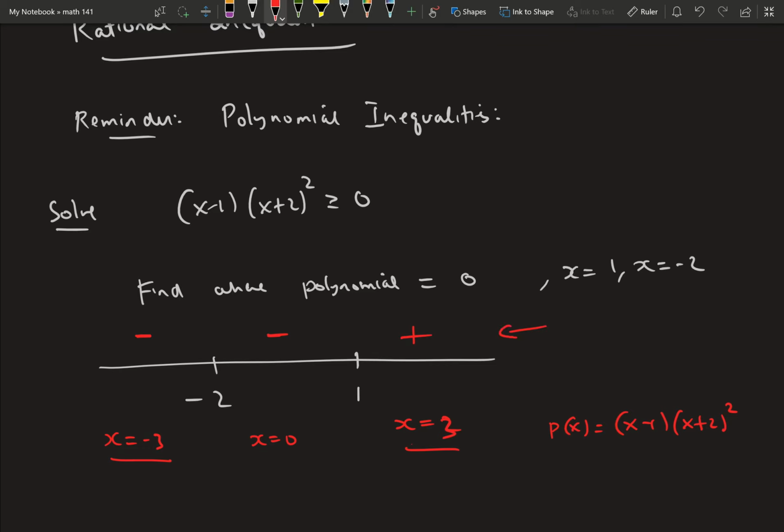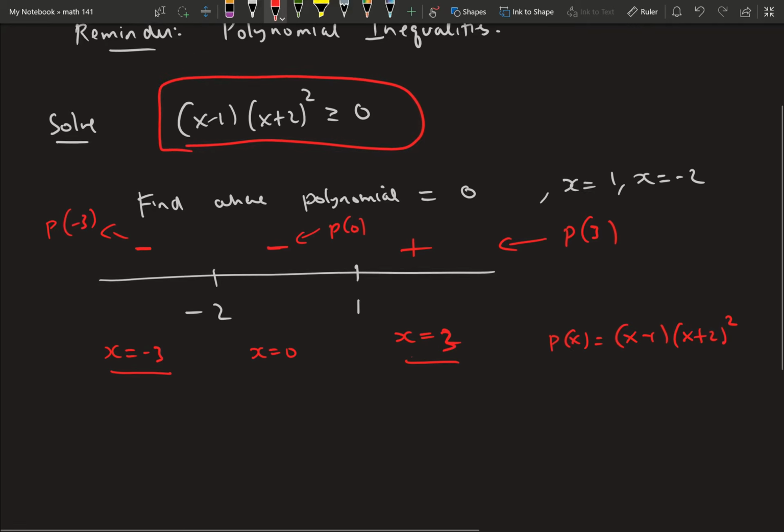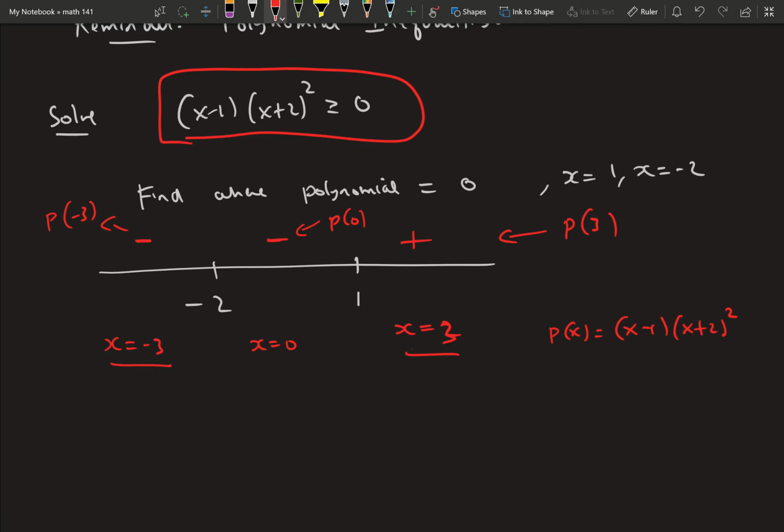So again, these are referring to the sign of p of -3, 0, and 3 respectively. So that's maybe bad notation. Let me just rewrite that. So this is the sign of p of -3. This is the sign of p of 0. And that's the sign of p of 3. And what are we looking for? We're looking for when this thing is greater than or equal to 0. And that occurs right in this area, right here.